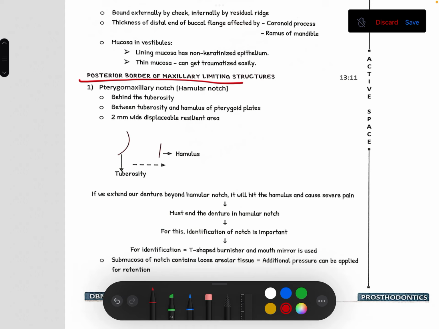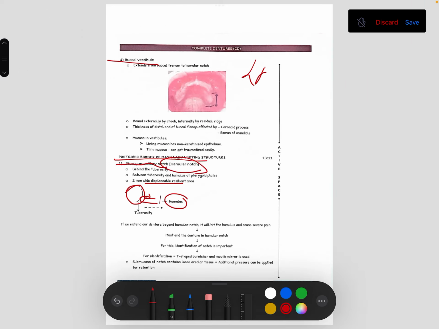Now, posteriorly, we have pterygomaxillary notch. We have the hamular notch, right? Where is it? It is behind the tuberosity, right? Between the hamulus and the tuberosity, there are the pterygoid plates, right? Hamulus of pterygoid plates. Between tuberosity and hamulus of pterygoid plates, it is present. 2 mm wide, displaceable, resilient area it is. Now we know one more structure over here.